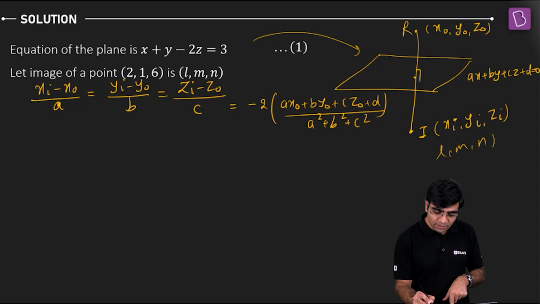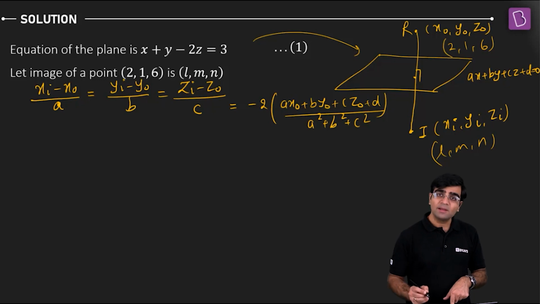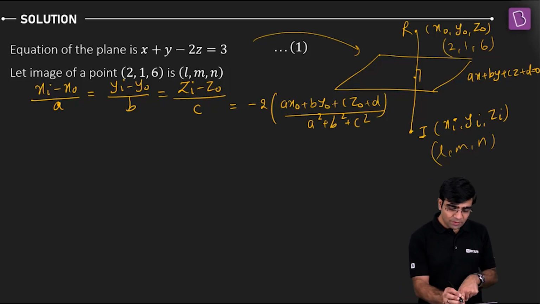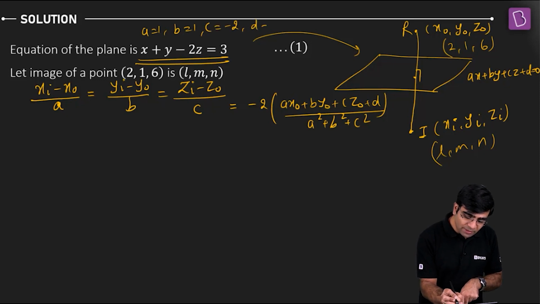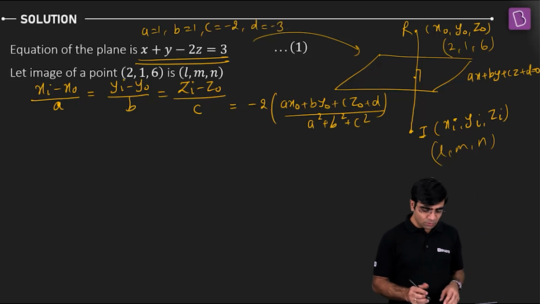Now, guys, please quickly plug in the value of xi, yi, zi as, in our question, it is what? L, M, N. x0, y0, z0 is what? 2, 1, 6. And A, B, C, D are: so A is 1, right? If you compare it with the plane equation, I'll say that A becomes 1, B becomes 1, C becomes minus 2, and D becomes minus 3. Please plug in the value quickly in the formula.